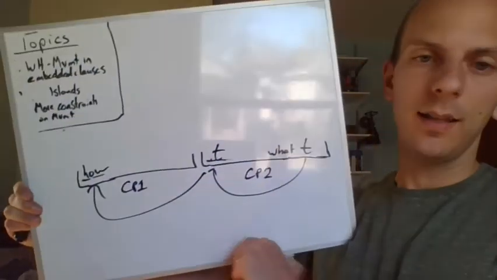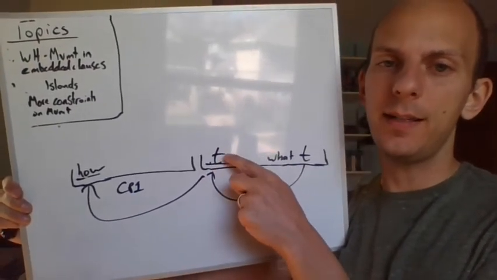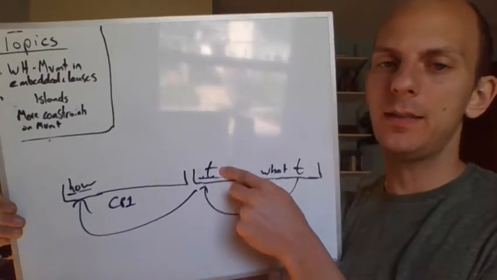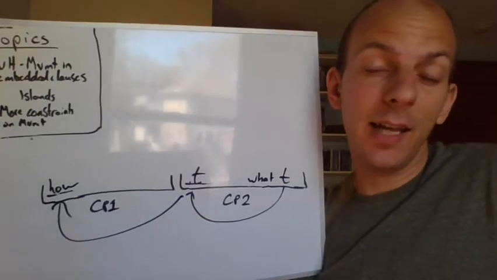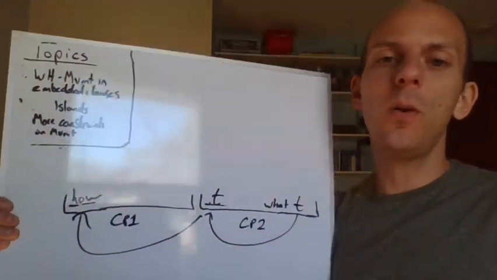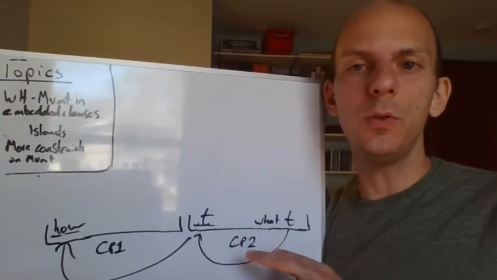it nevertheless leaves a trace there. And this trace blocks the movement of what. What still looks at its closest potential landing site, this spec CP, and says, I can't fit. There's a trace there. There's already something there. I can't go there. And so what this results in is that we cannot get these multiple moving WH constituents out of the same clause. You can't move multiple WH constituents out of the same clause.